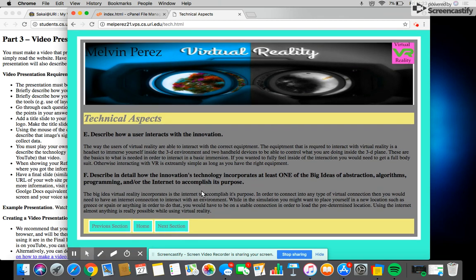Describe in detail how the innovation's technology incorporates at least one of the big ideas. The big ideas are basically abstraction, algorithms, programming, and the internet. I think virtual reality is part of the internet mostly. It incorporates this because in order to immerse yourself into an environment that you would want to, then you would have to get the information from the internet and then transfer it over to the 3D environment.